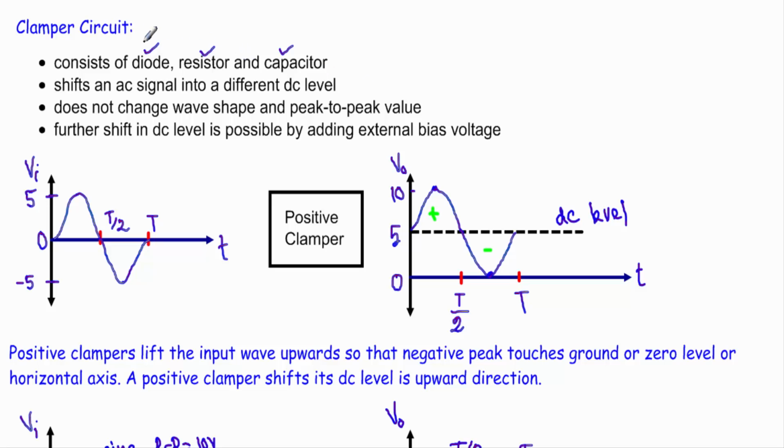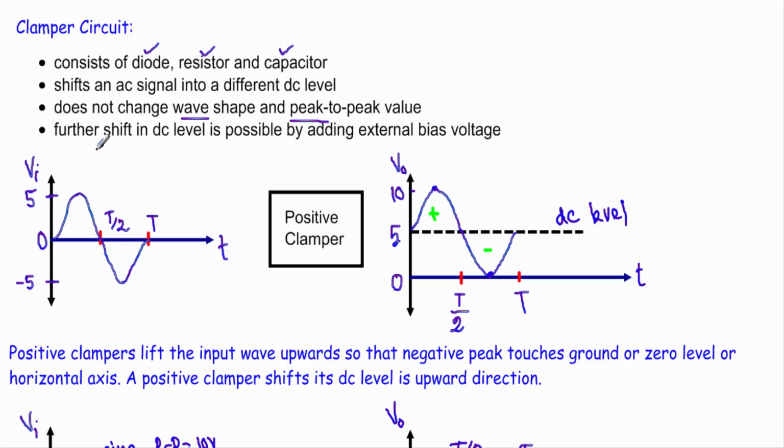So a clamper circuit consists of a diode, resistor and capacitor, and it will shift the DC level of any alternating signal. Remember that a clamper circuit does not change the wave shape. If I apply any sinusoidal waveform on the input side, I will get another sinusoidal signal on the output side, and it does not change the peak to peak value.